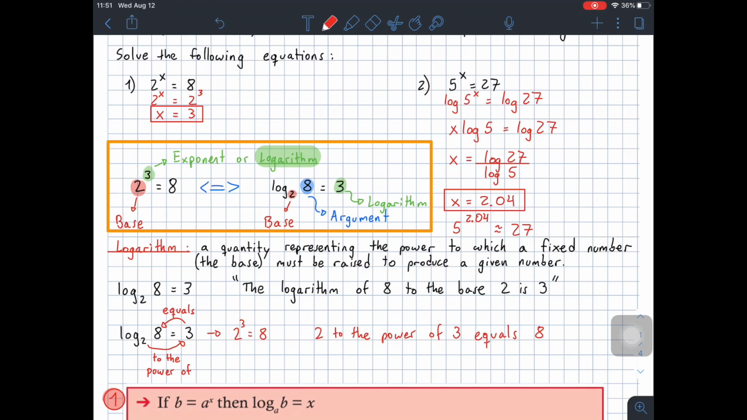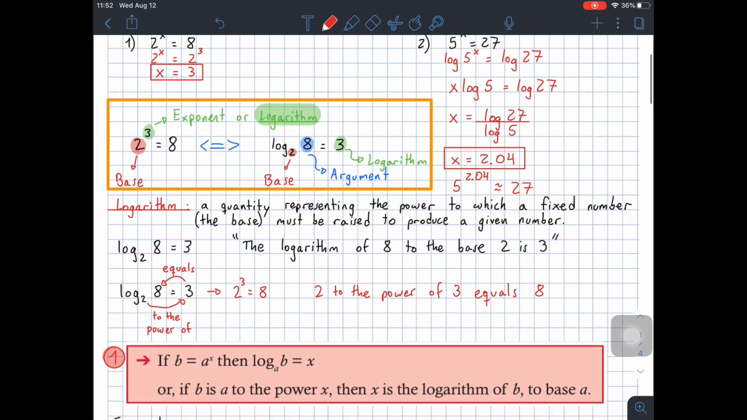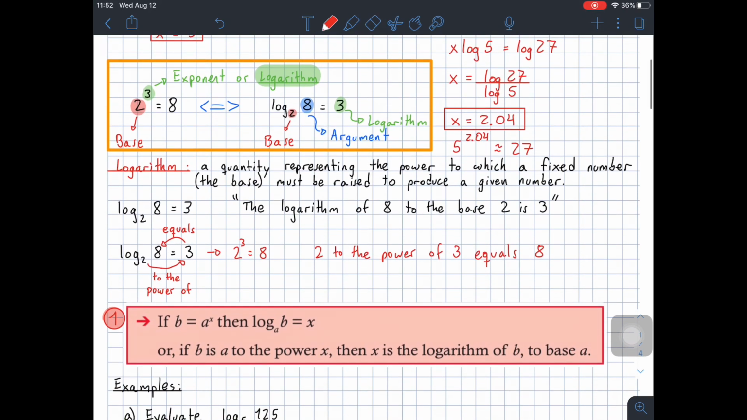But we can translate this. We can write this expression, which is the same as this expression over here, but using logarithmic notation. Whenever you see logarithmic notation, you have log, in this case base 2 of 8 equals 3. Okay, this 2 over here, which is down in the logarithm, is known as the base. The number 8 here is called an argument, and the result is called the logarithm.